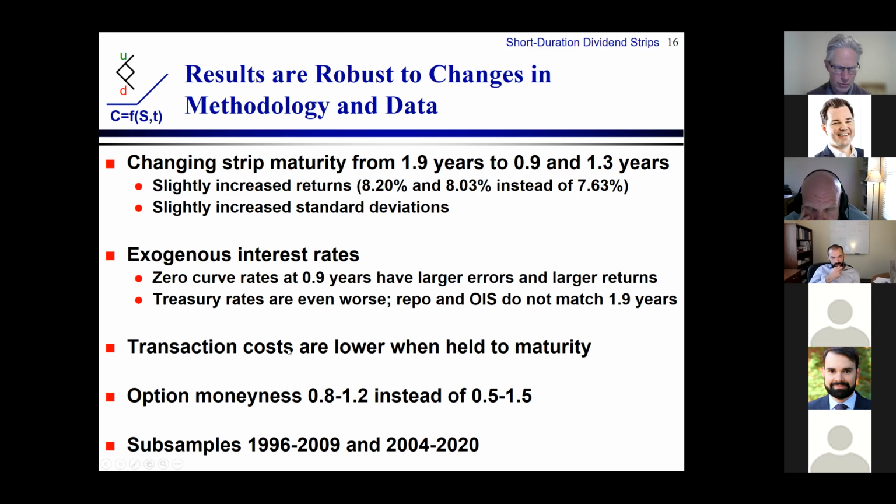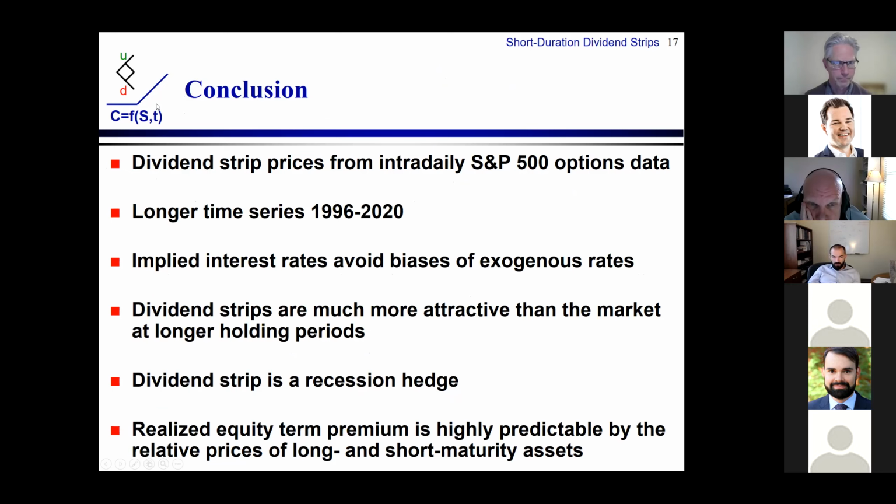One can lower transaction costs somewhat by holding to maturity instead of rolling over. We tried that. We can change option moneyness to a tighter interval instead of having the super wide one that includes all these options. We can do different subsamples to match, for example, the BBK paper. But the quintessence is that our results are very robust to these changes. So not much is changing at this level. Now, let me wrap up at this stage.